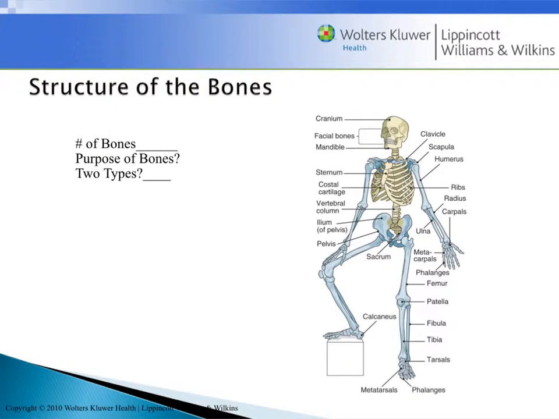Okay, structure of the bones. This should all look familiar from A and P. The number of bones is 206. Purpose of the bones is for structure. They give us protection. They store calcium and produce blood cells, and they act as a lever. The two types are compact and spongy.